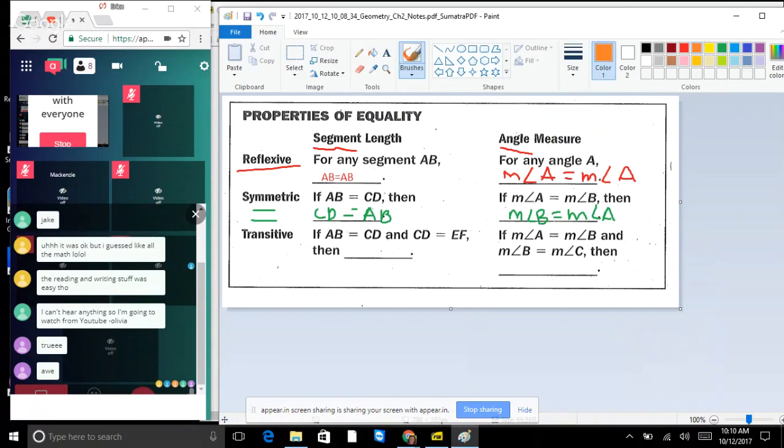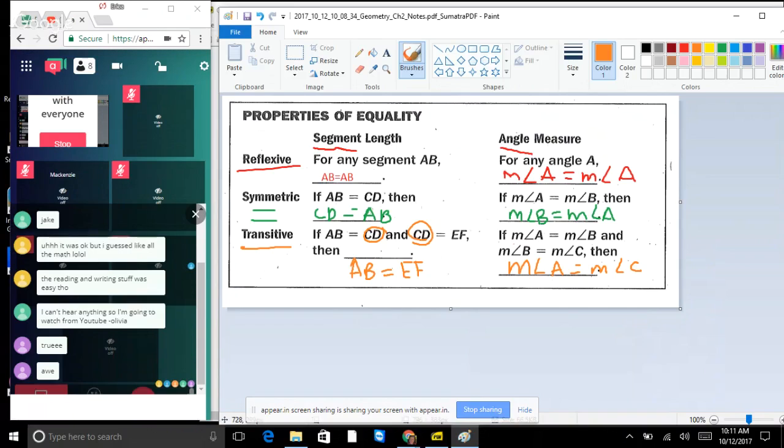And then the third property that's helpful to us is the transitive property. This reminds me of the law of syllogism, if you remember that. So this says if AB equals CD and CD equals EF, then because the two CDs are the same, we can say that AB equals EF. Same property applies to angles. If the measure of angle A equals the measure of angle B, and the measure of angle B equals the measure of angle C, then we can say that the measure of angle A equals the measure of angle C.